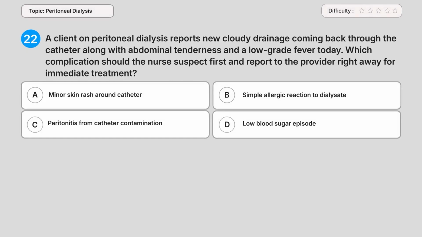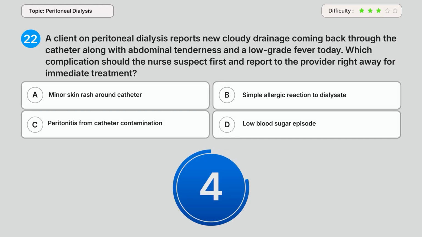22. A client on peritoneal dialysis reports new cloudy drainage coming back through the catheter, along with abdominal tenderness and a low-grade fever today. Which complication should the nurse suspect first and report to the provider right away for immediate treatment? A. Minor skin rash around catheter. B. Simple allergic reaction to dialysate. C. Peritonitis from catheter contamination. D. Low blood sugar episode.